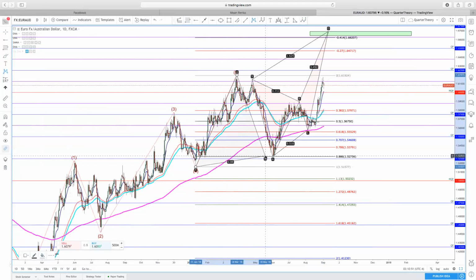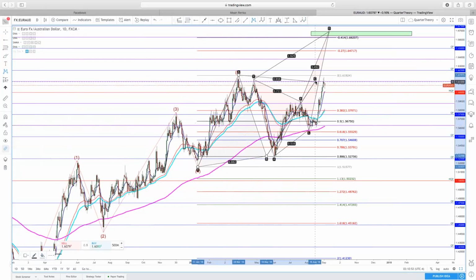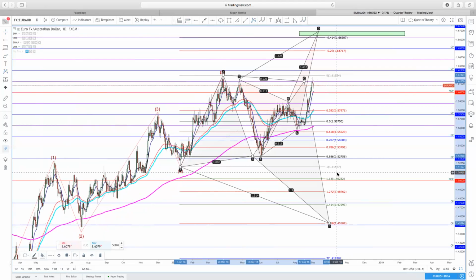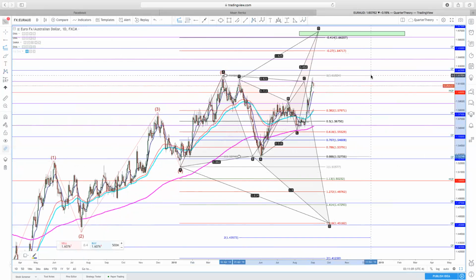XA, B, C, D. Let's get my ABA for Fib confluence. AB back into A, looking for 200. Oh, there it is right there. So this is going to be my price reversal zone right here.